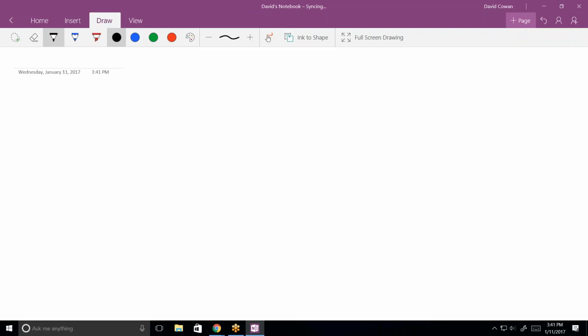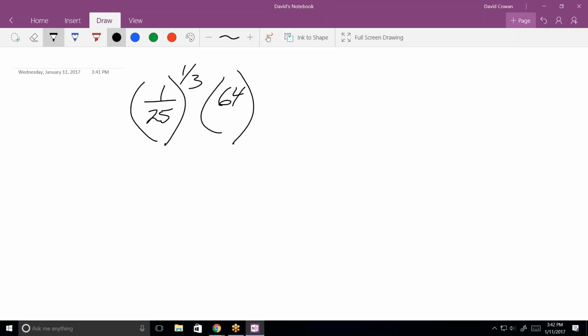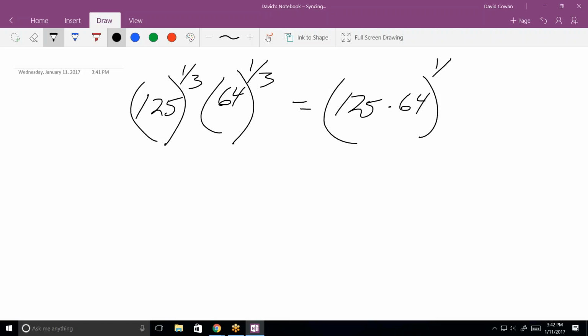So 125 to the 1/3 times 64 to the 1/3. In other words, it immediately gives you the rule that I was just talking about. Now, notice this is exactly what I was referring to: different bases, but the same exponent. So I can write this as 125 times 64, all to the 1/3.